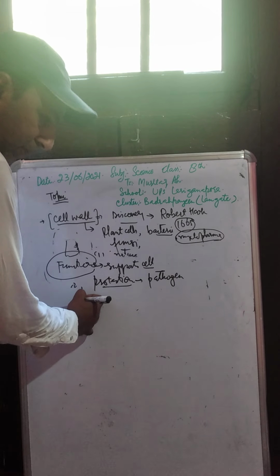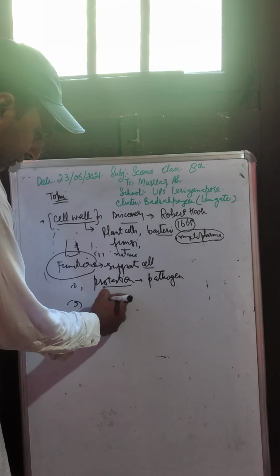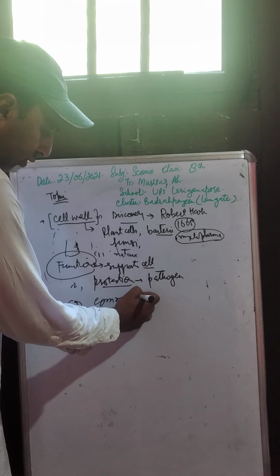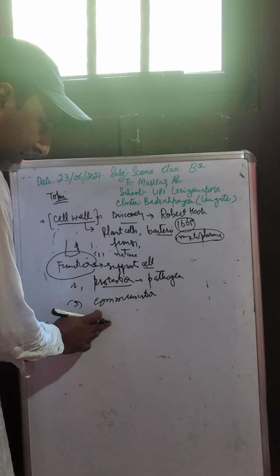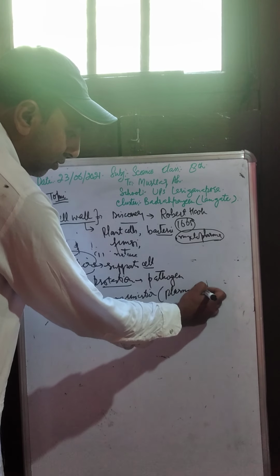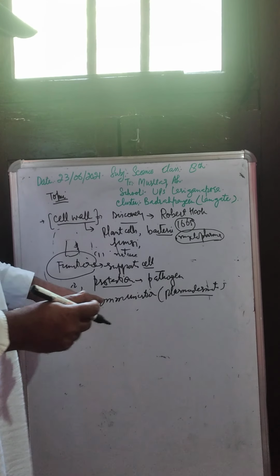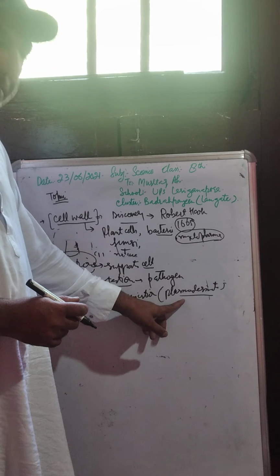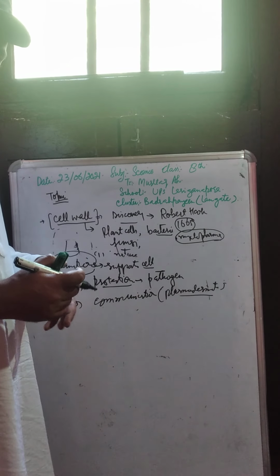Number three, its function is communication. What does it mean? What is present on the cell wall? Plasmodesmata. Communication through plasmodesmata, because there are plasmodesmata present on the cell wall which help in the communication between the two cells.